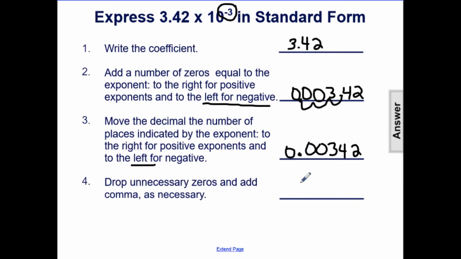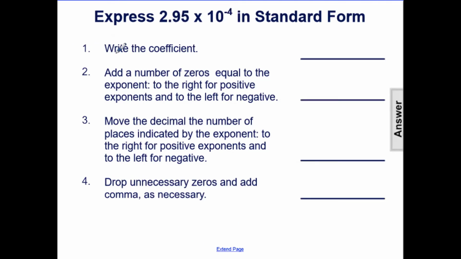Now here we don't have any unnecessary zeros. We like to keep that 0 to the left of our decimal. And we don't need commas with decimals, so the standard form of 3.42 times 10 to the negative 3 would be 0.00342.